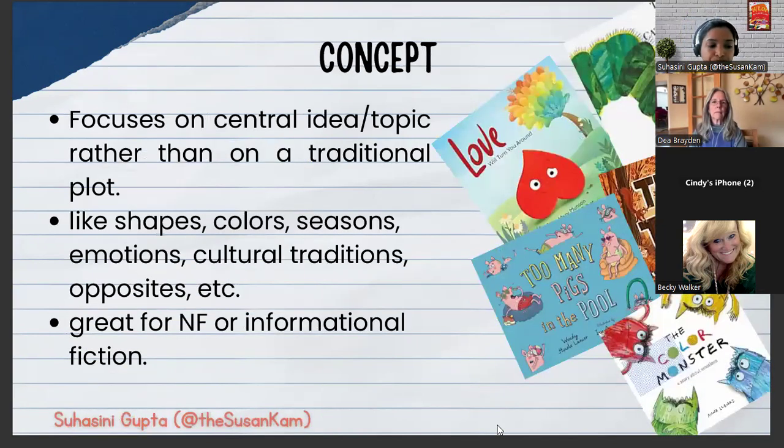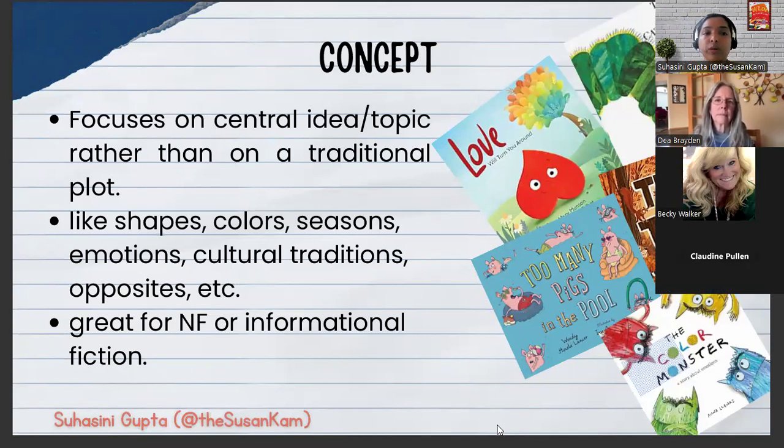Next, we have concept, as I was mentioning. It mainly focuses on a central idea or topic rather than on a traditional plot. It may or may not have a traditional plot. For example, a central idea like shapes, colors, seasons, emotions, etc. They are good for writing non-fiction or informational fiction books. So we have Love Will Turn You Around, written by Mary Munson. It talks about shapes and emotions.